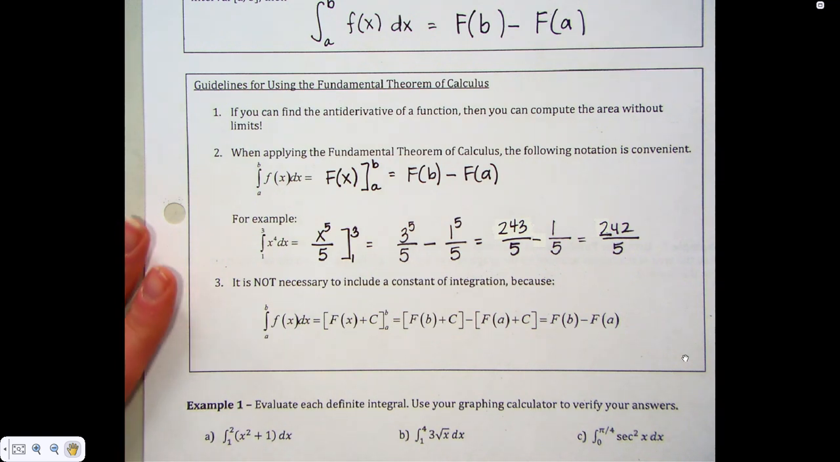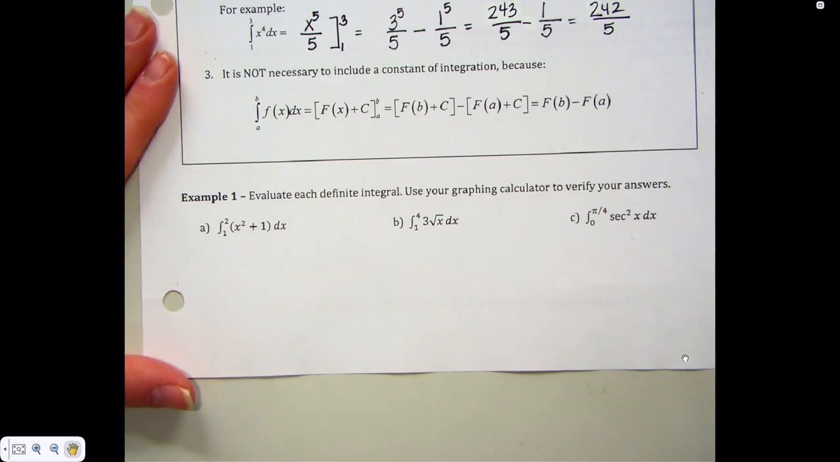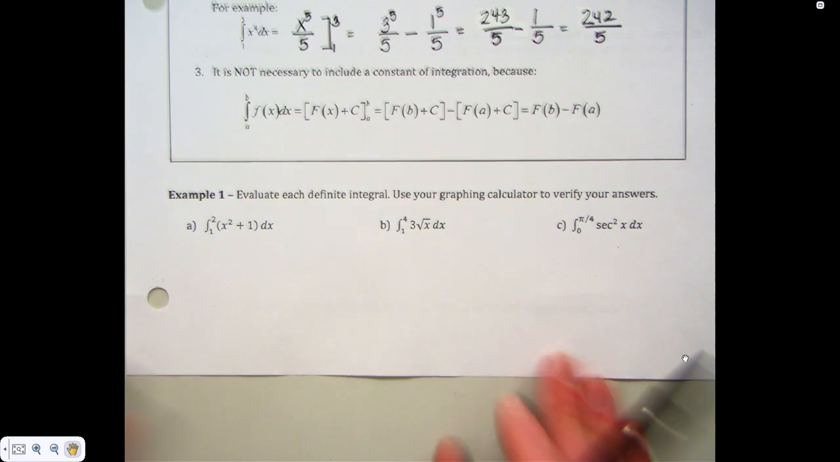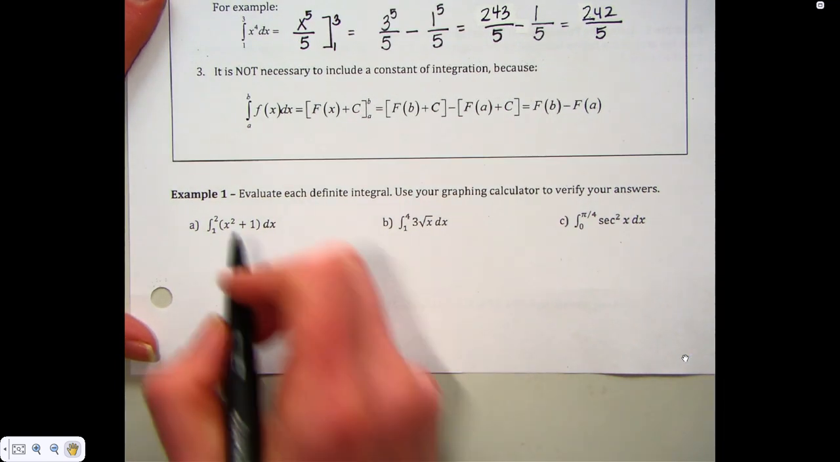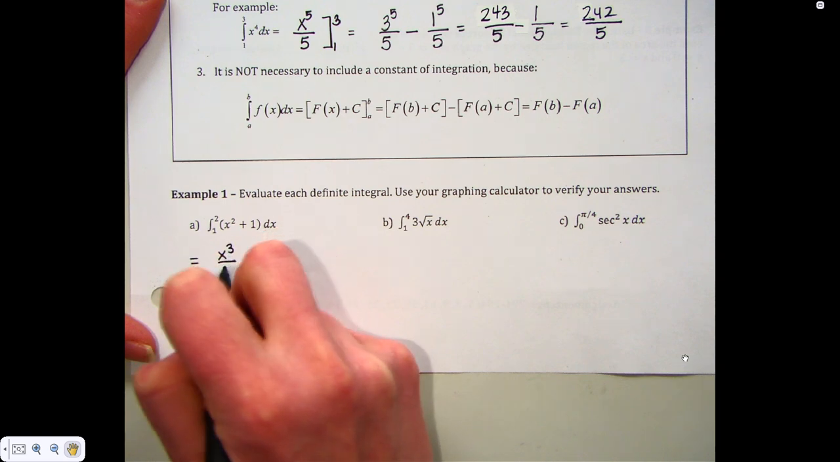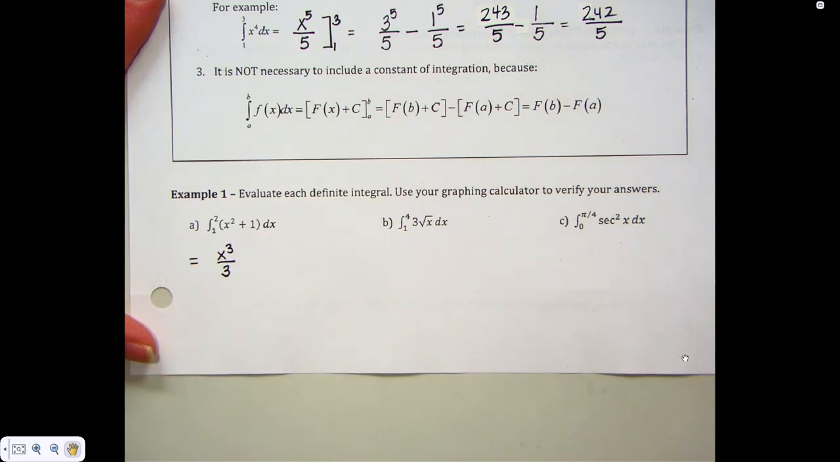Let's try a few. Let's see, the integral from 1 to 2 of x squared plus 1. The first step is just antiderivatives, just like we did in the earlier section, 4.1. You can flip back to your notes. We would write this as x cubed over 3, right? I added 1 to 2 and divided by that new power.